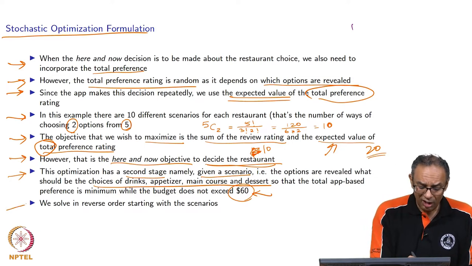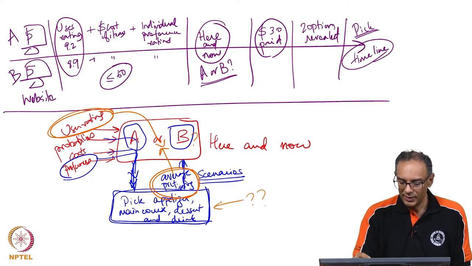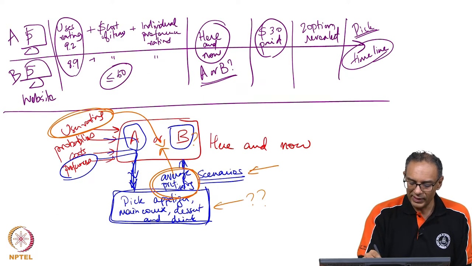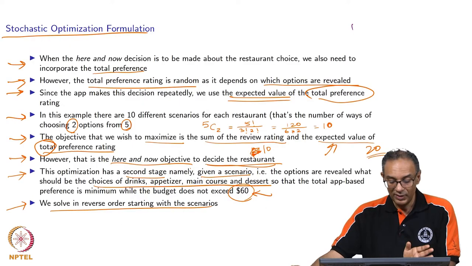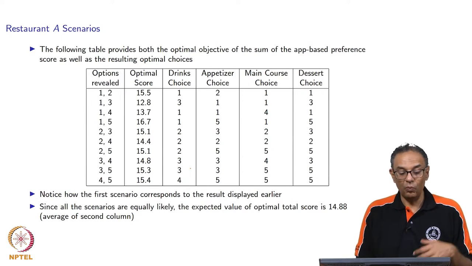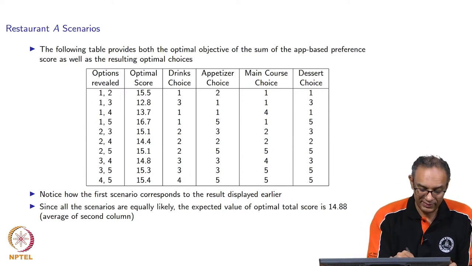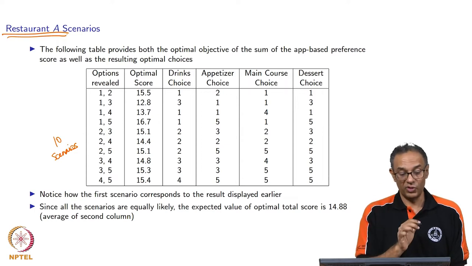Now, when you solve the problem, you'll actually go in reverse order because we do need the scenarios and we do need the average cost in order to be able to calculate. So, we'll actually go in a reverse starting of the scenario. So, now let us see what all scenarios. So, these are the 10 scenarios, right? We enumerated this earlier. So, we're now talking about restaurant A alone and not restaurant B.